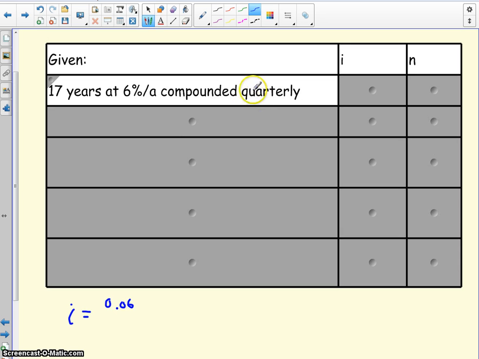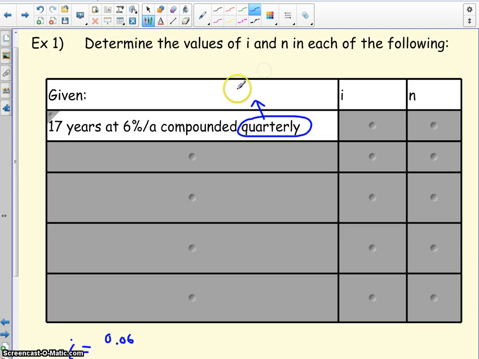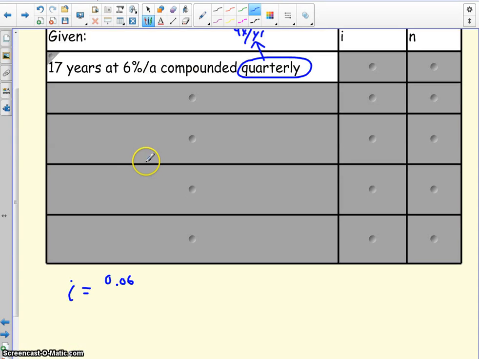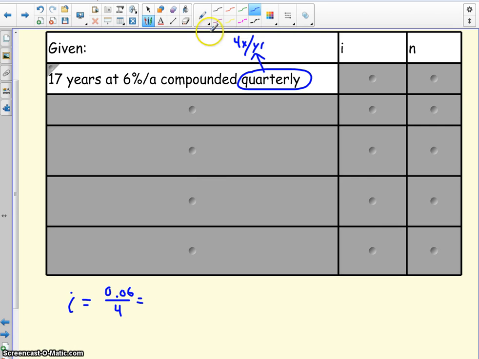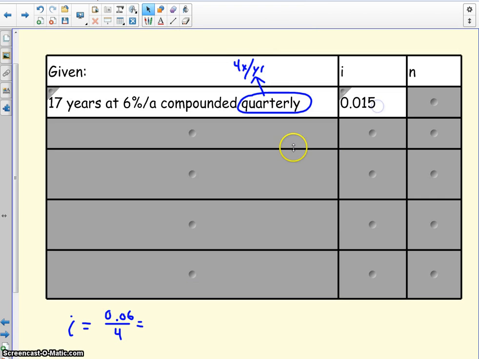Now it's compounded quarterly. Quarterly means every 3 months, or what might make more sense is to think of it as 4 times per year. So that means 4 times over the course of the year. If it's an investment, they're going to calculate the interest and give it to you. If it's a loan, they're going to calculate the interest and charge it to you. So 4 times a year means you take 0.06, divide it by 4, and that's going to be the value of I that goes into your equation. So 0.06 divided by 4 should give you 0.015.